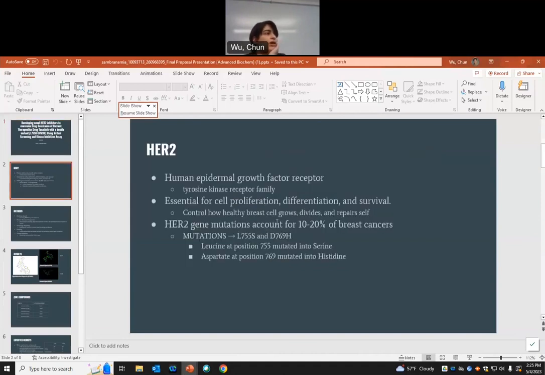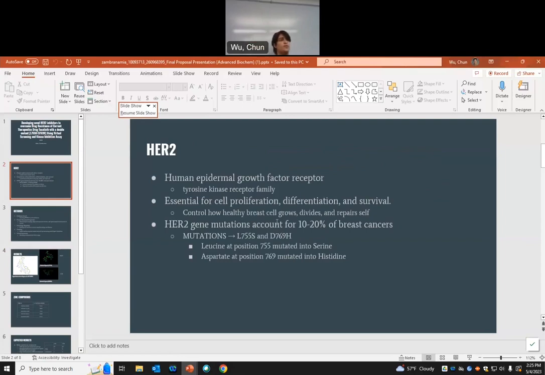So a little bit about HER2. It is the human epidermal growth factor receptor, and it is part of the tyrosine kinase receptor family. And HER2 is essential for cell proliferation, differentiation, and survival. It basically controls how healthy breast cells grow, divide, and repair itself. However, there are mutations that occur in HER2, and they account for about 10 to 20% of breast cancers.